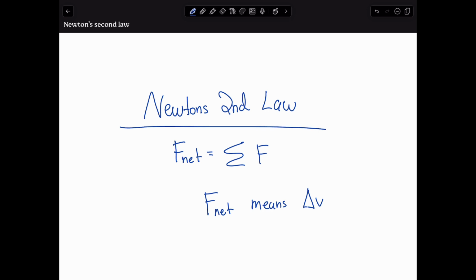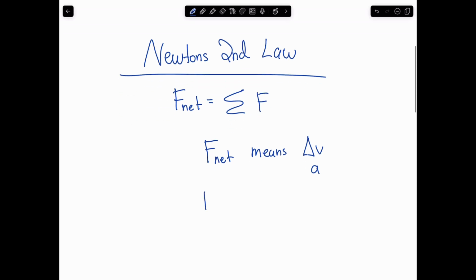This also means that when there's a net force, there is acceleration. Because, if you remember, change in velocity is equal to acceleration. Those are the same thing. So, Newton's second law states that when there's a net force, there is acceleration. But it also says that F net is proportional to acceleration. Now that seems important. So, if net force increases, so does acceleration.